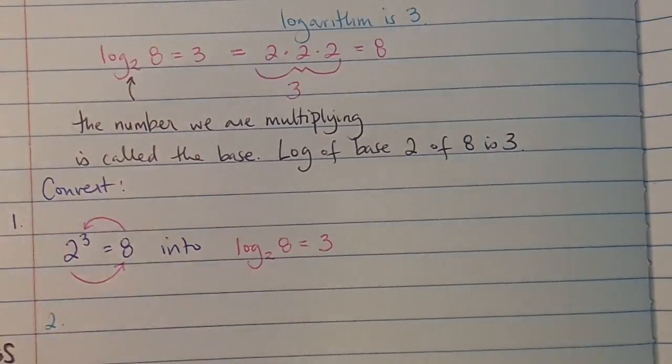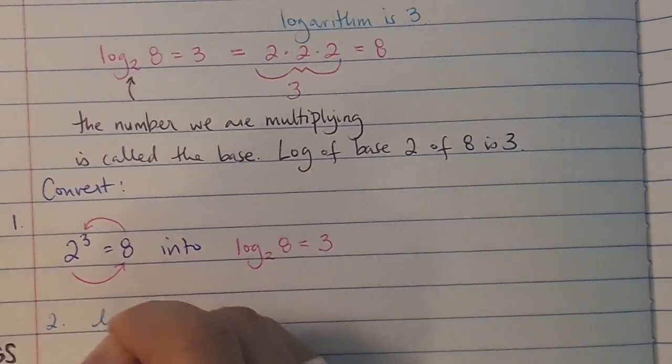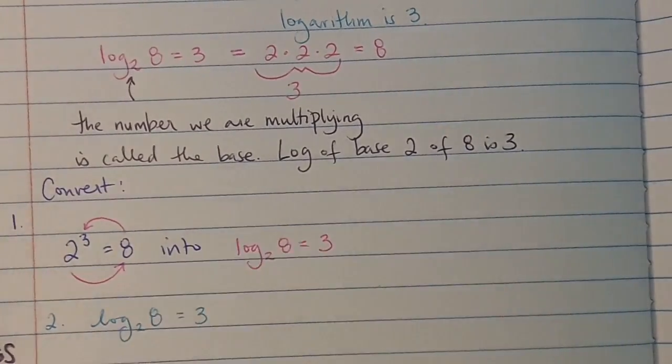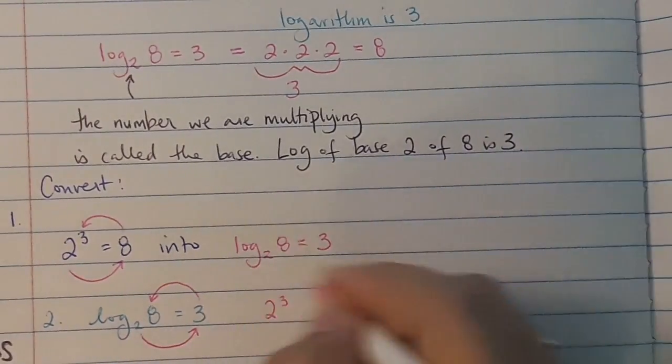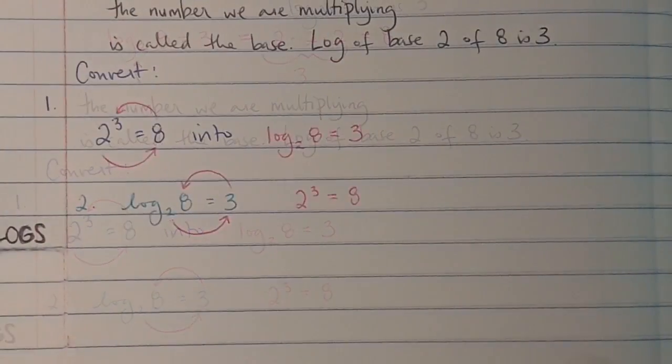Let's go backwards. Let's say you're given log the base 2 of 8 equals 3, and you have to write that in exponent form. So again, the same thing. You start with the first number, go past the equal sign, then over back to the other number. So 2 to the power of 3 is equal to 8.